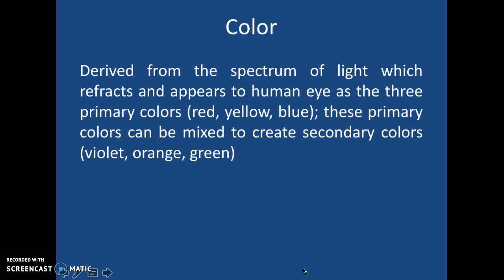The definition of color fairly simply says that color is derived from the spectrum of light which refracts and appears to the human eye as the three primary colors, red, yellow, and blue, and that these primary colors can then be mixed to create secondary colors, including violet, orange, and green. Color can be one of the most powerful elements within a work of art.